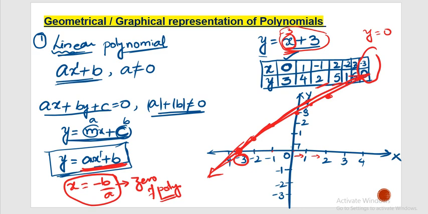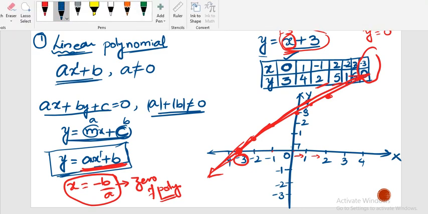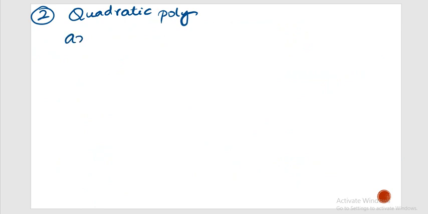Now let us move on to quadratic polynomial. The second case is about a quadratic polynomial. So we are going to discuss a quadratic polynomial. What is the general form of a quadratic polynomial? The general form of a quadratic polynomial is given by ax square plus bx plus c, where a is not equal to 0.